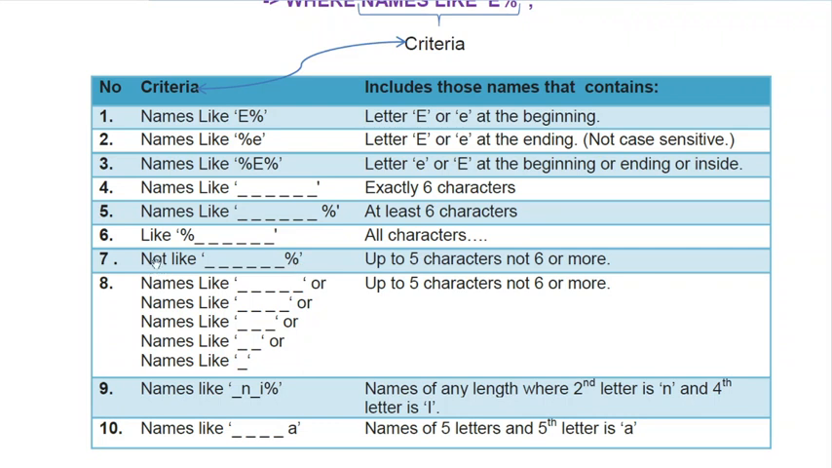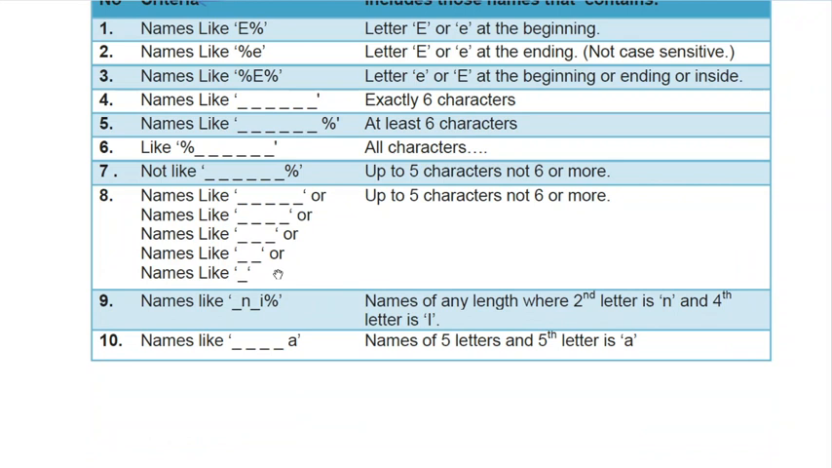This is written with the NOT. So 6 or more letters: if the name contains 6 or more letters, that will be excluded. So the rest of the names will appear in the output. So that is less than 5 characters. You can specify all those things like this.